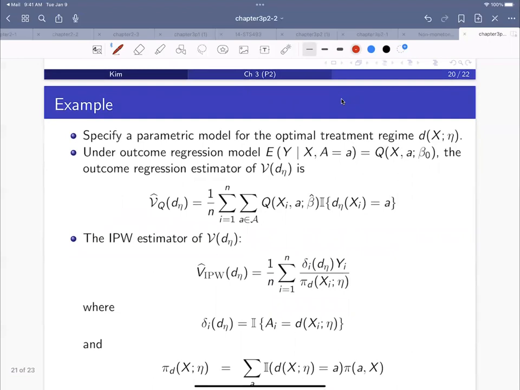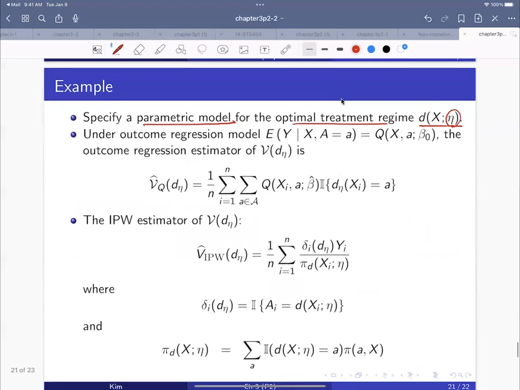So here's basically a toy example, a conceptual example. Now we have a parametric model for the optimal treatment regime with an unknown parameter eta. And the particular form of this V hat Q is actually a topic that we studied before.